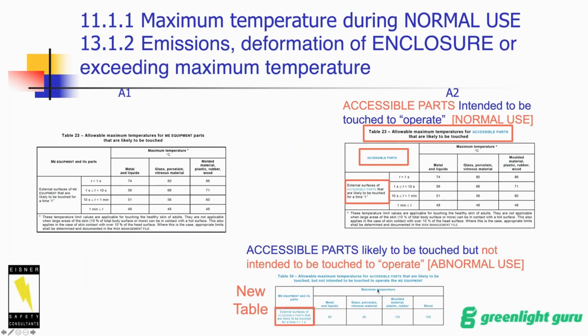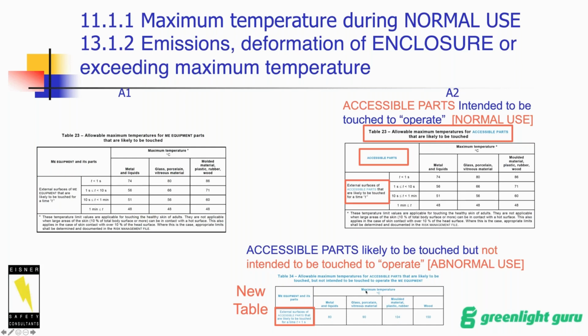This was an interesting discussion. This was in the non-electrical group. This was the thermal hazards group, which I'm also in. And so table 23 is now dealing with accessible parts instead of likely to be touched. So we updated table 23 and added a new table 34. So you can see normal use and abnormal use. And this is really a good table that we added in.